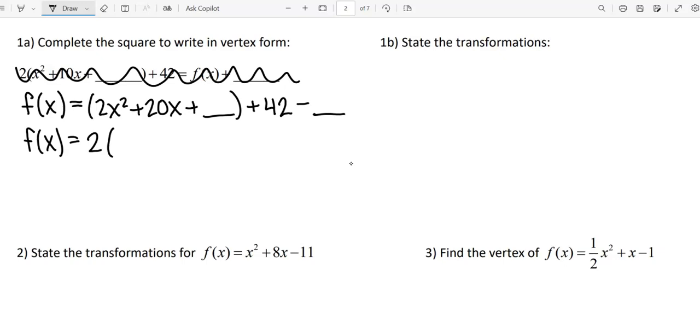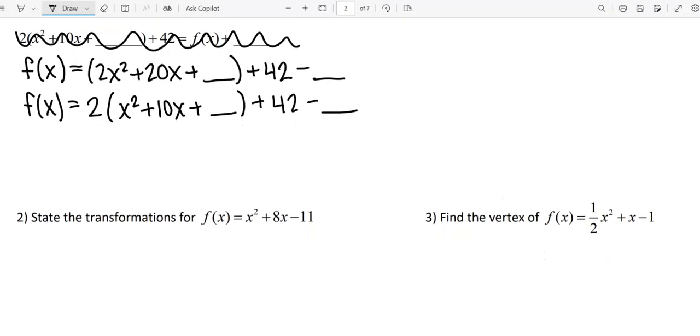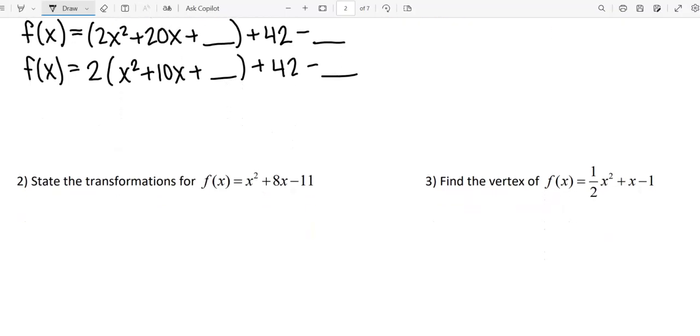What's that going to leave me with? X squared plus 10x plus blank. And then did we take it out of 42? No. Plus 42 minus blank. Once you have x squared in the beginning of your trinomial on the inside, you're ready to factor it into a square. So f of x equals, your 2 is going to stay on the outside, but then you're going to factor the inside into a square.